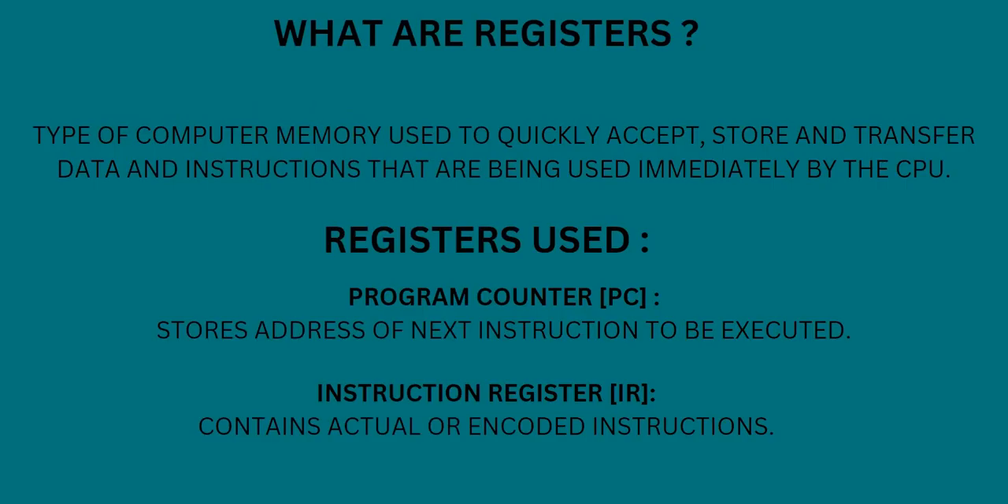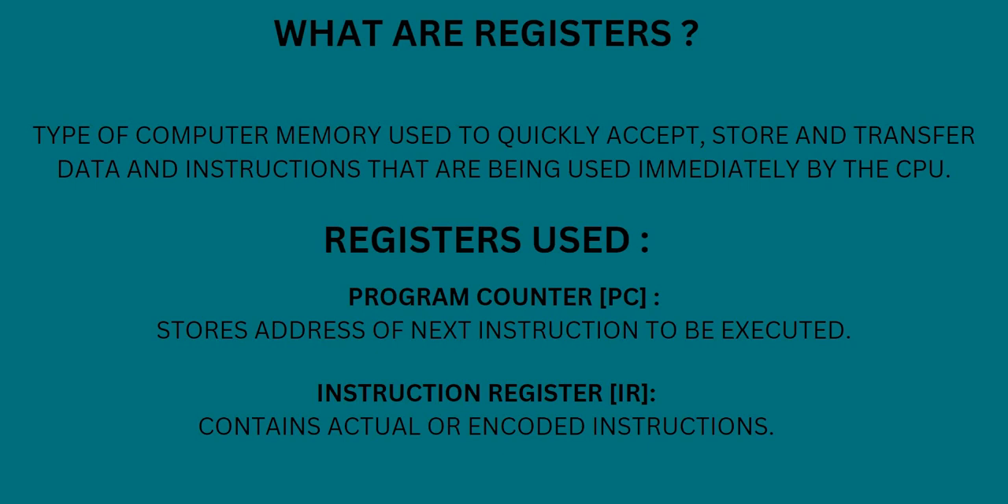Now before we move on to understanding the complete instruction execution cycle, there are some prerequisites that we need to be aware of. The first one being, what are registers? Registers are nothing but a type of computer memory used to quickly accept, store and transfer data and instructions that are being used immediately by the CPU. So this is nothing but main memory, except that this data is needed frequently by the CPU. So instead of storing it all the way over in main memory, we've stored it in the CPU itself in the form of registers.